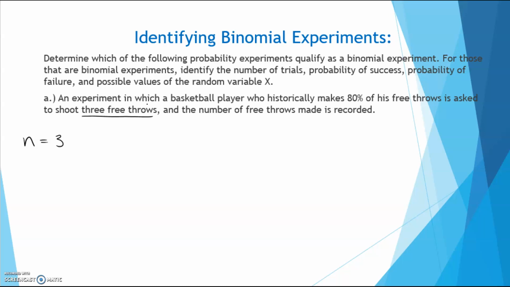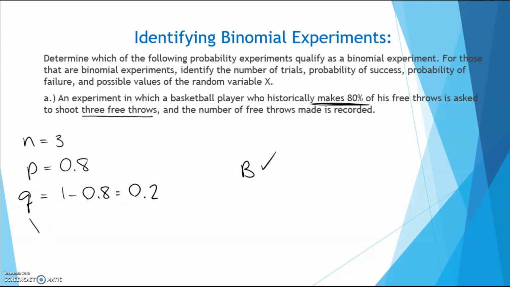And then the probability of success, they say, is 80%. So that person makes 80% of the free throws. So P would be 0.8. And it doesn't say that it changes or fluctuates. It just says it is 80%. So P remains the same. So since all 4 of those rules check out, this one is a binomial distribution. Okay. So if we go ahead and find Q, that'd be 1 minus 0.8 or 0.2.